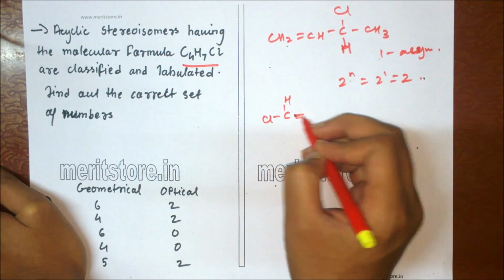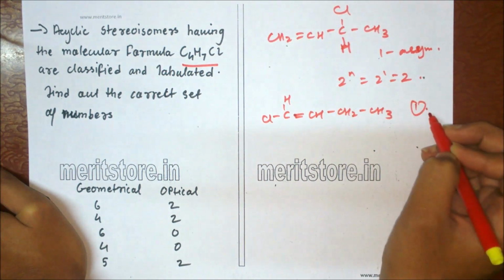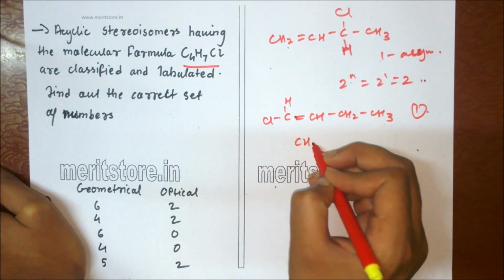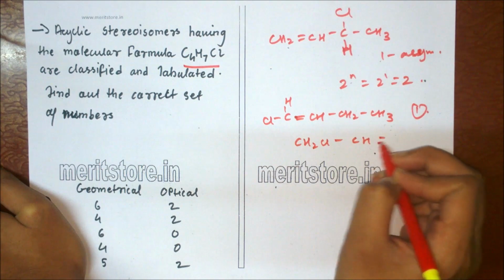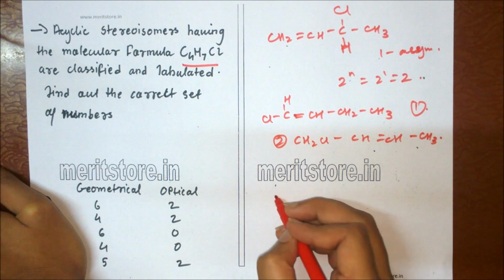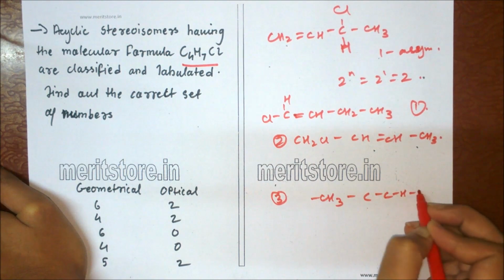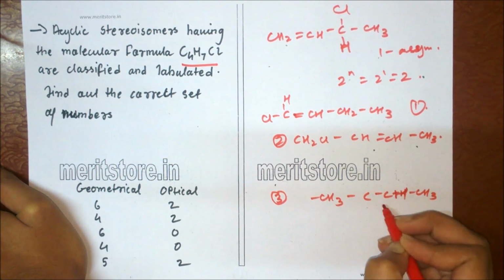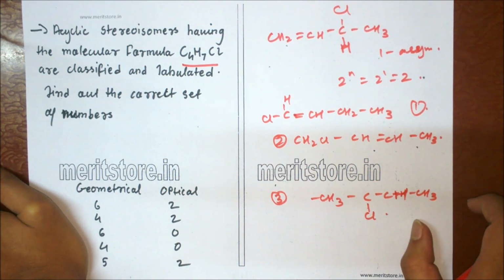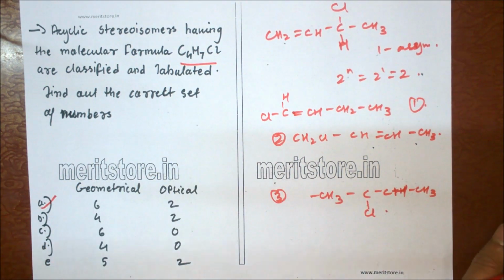CHCl=CH-CH2-CH3. This is the first structure. It will show two geometrical isomers. The second compound is CH2Cl-CH=CH-CH3. This will also show two geometrical isomers, and the third one is CH3-C=CH-CH3 with one chlorine attached here. This will also give us two geometrical isomers. So in total there will be 6 geometrical isomers and 2 optical isomers. Option A is the correct answer.